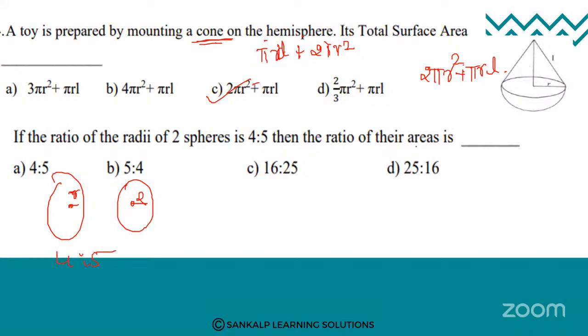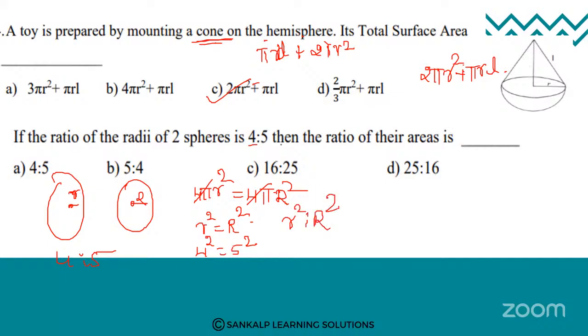Next, the ratios of the area. Area of the sphere is 4 pi r square is equal to 4 pi R square. So this sphere radius is small r and here it is capital R. 4 pi and 4 pi will get cancelled. r square is to capital R square. That means r value is 4 here and R is 5, so 4 square is to 5 square. That means ratios of the radii they have given, that is 4:5. So r is to R they have given, that is 4:5.